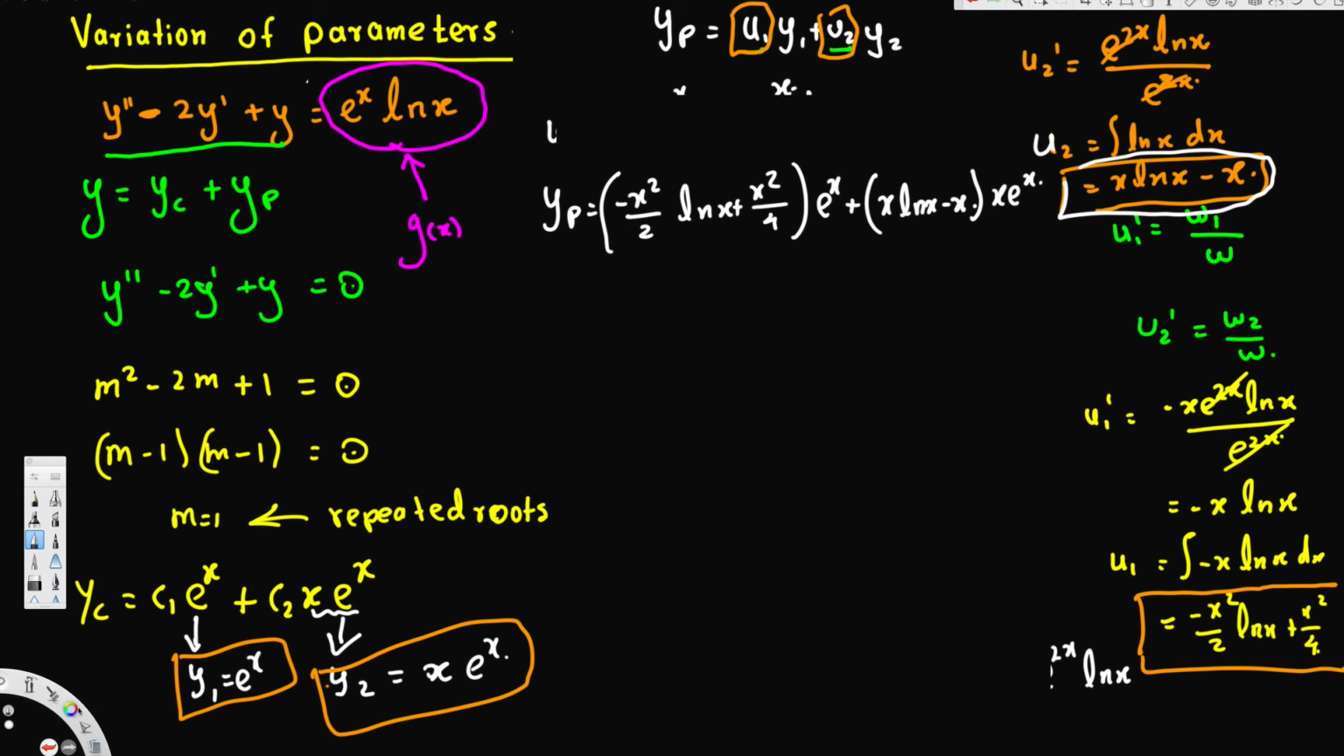Now when we multiply, let's see what we come up with. Minus x square divided by 2 e power x ln x plus x square divided by 4 e power x plus x times x square e power x ln x, then minus x times x minus x square e power x.